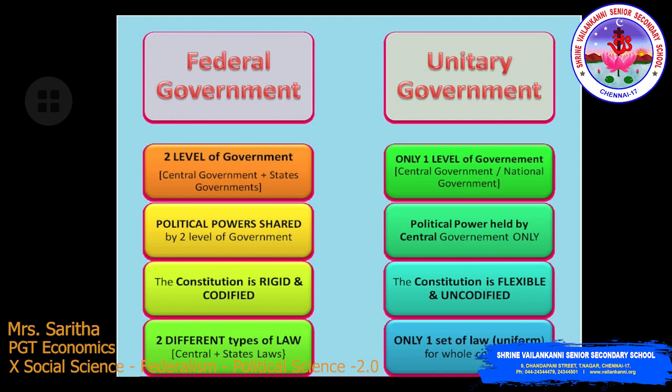In a federal system, the constitution is rigid and codified. In a unitary system, the constitution is flexible and uncodified. In the rigid one, we cannot easily change the constitution, but in the flexible one we can change it. Federal has two different types of law, central law and state law. But in a unitary government, there is only one set of law that is uniform for the whole country.